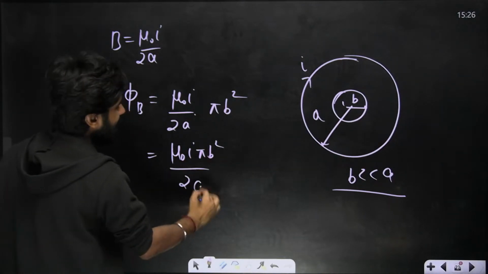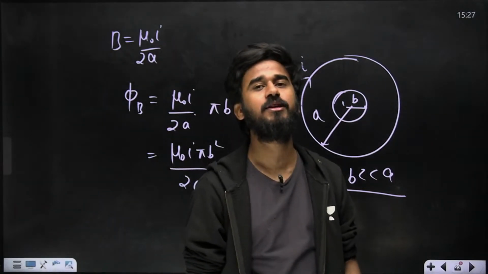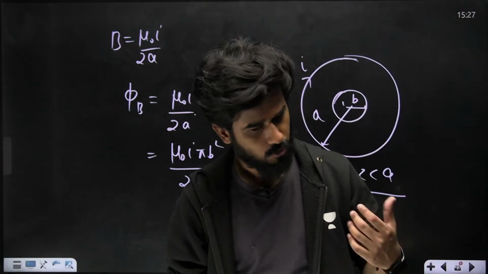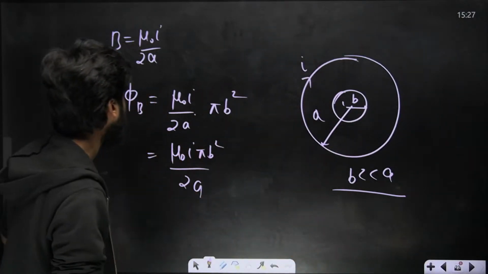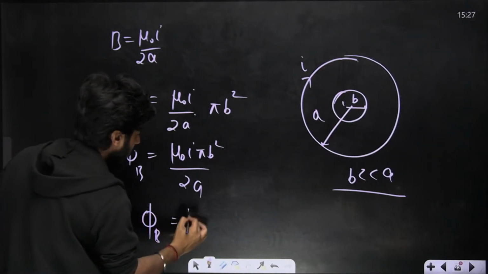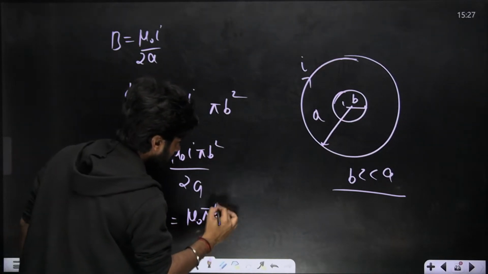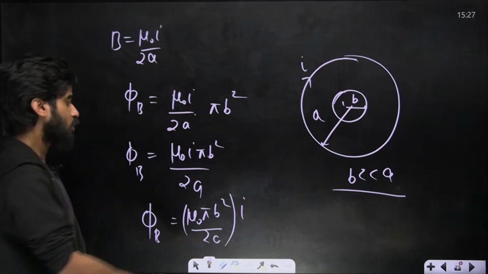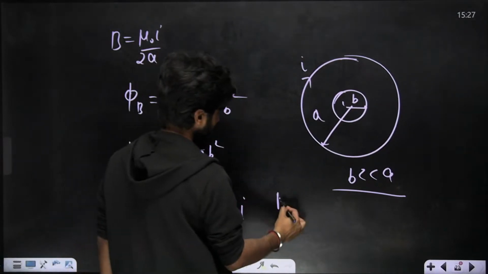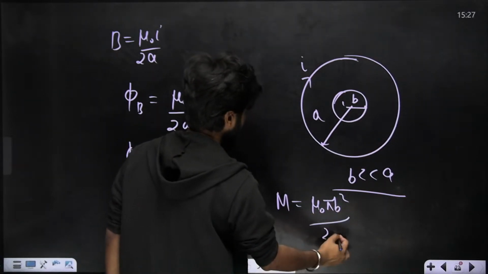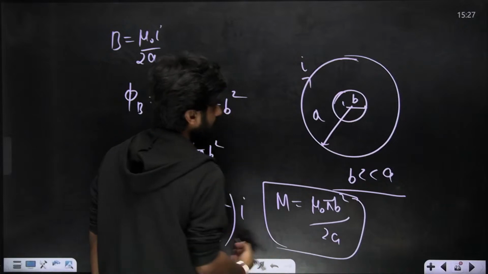This question has been asked in the JEE Main examination three to four times or more. So phi B is equal to mu naught pi B square divided by 2A, multiplied with I. So this is the expression of mutual inductance: M is equal to mu naught pi B square divided by 2A. So this is mutual inductance.